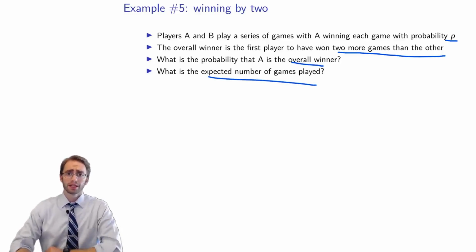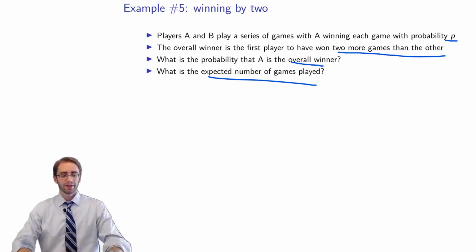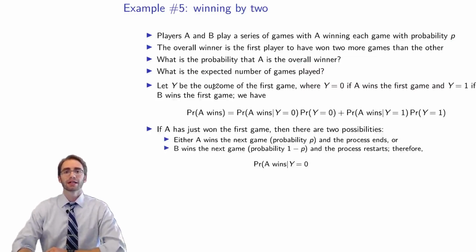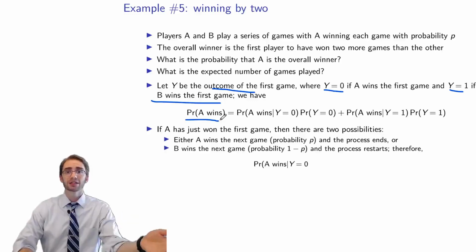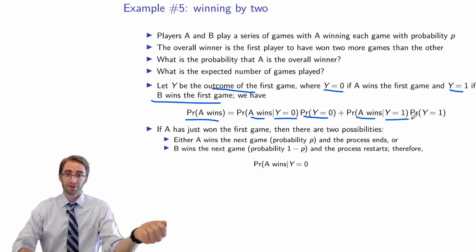So we're going to use a conditional argument again. And by now you might be used to a certain pattern, which is that a good thing to condition on here is the outcome of the first game. So we'll say Y is going to be a variable. It's going to be 0 if A wins the first game, and 1 if B wins the first game, or equivalently if A loses. And so what is true? The probability that A wins the series, A eventually wins by 2, is the probability that A wins if A has a victory on the first game times the probability of a victory on the first game for A, plus the probability that A wins if A loses the first round.